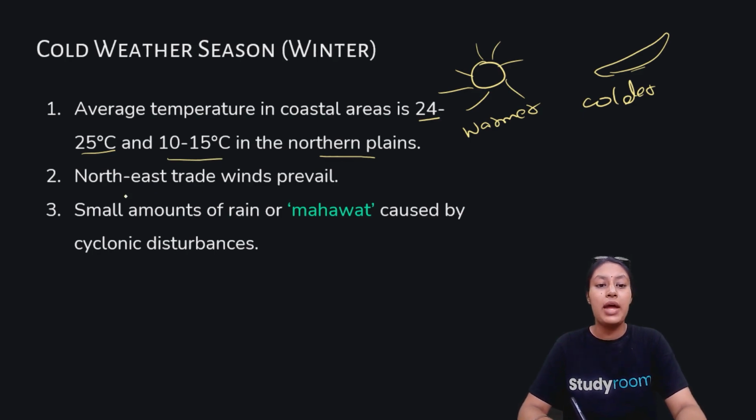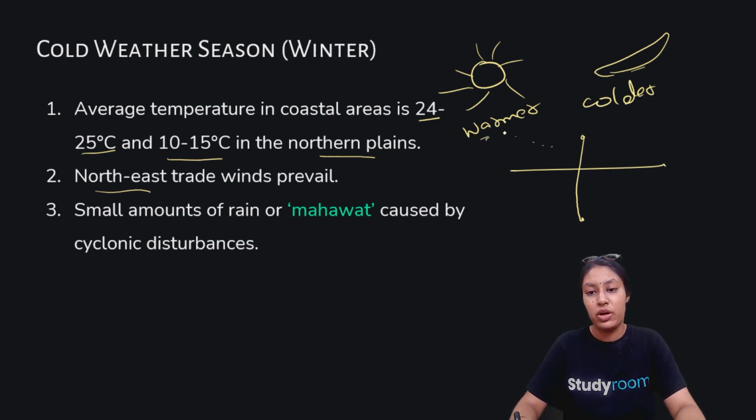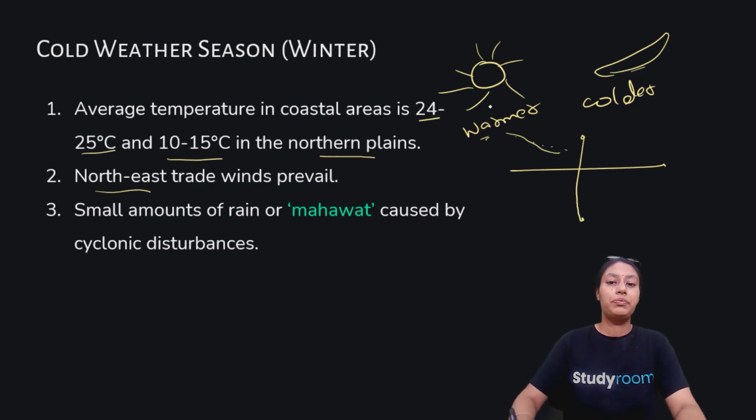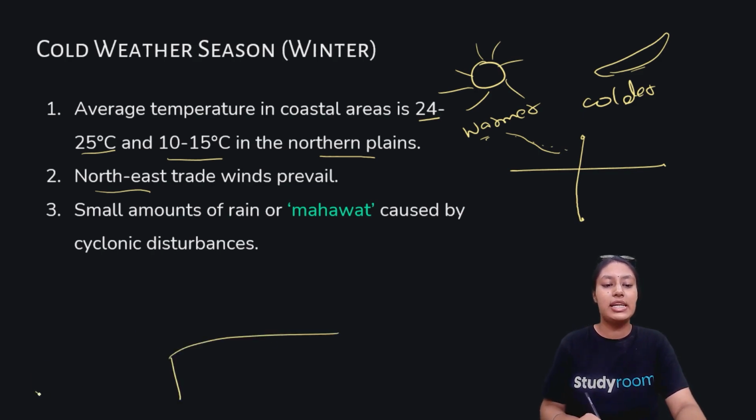Okay, and the winds that blow are northeastern. So we get winds from the northeastern side. Okay, which means from this side we get winds. Now first understand why and what happens basically in winter.